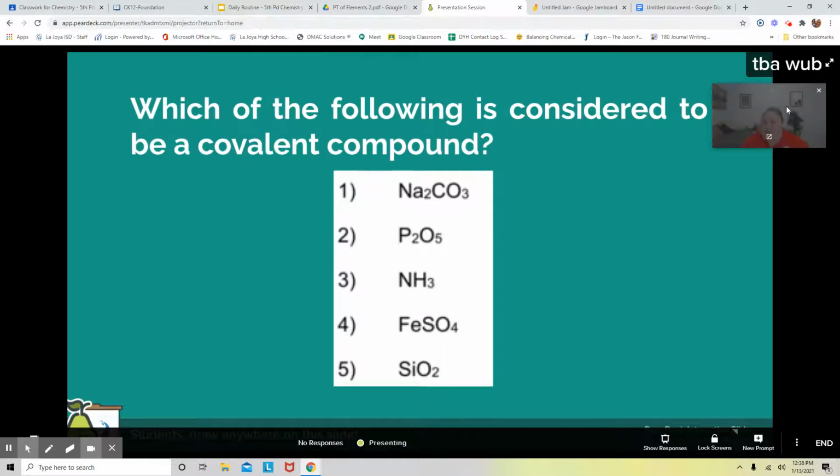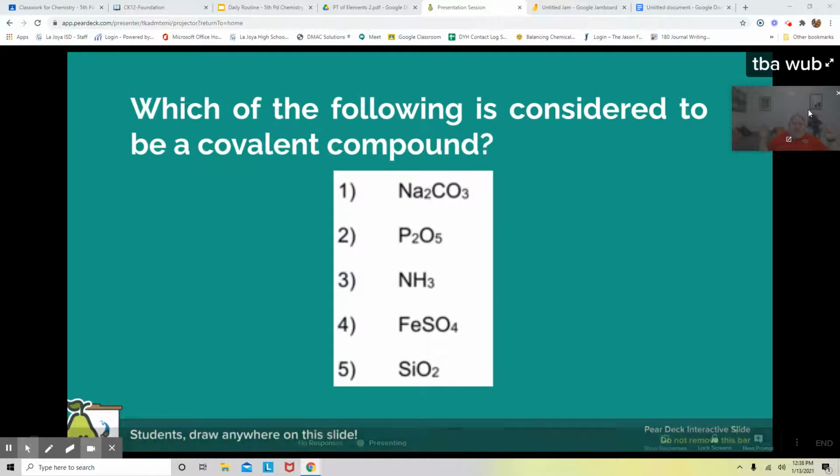Okay, you have paired deck question number 2. Very, very easy, okay? Which of the following is not a covalent compound? I'm sorry, which is considered to be covalent? So, how do you know if there's a covalent compound? 2 different nonmetals. At least 2. You could have more than 2, but they all have to be nonmetals.